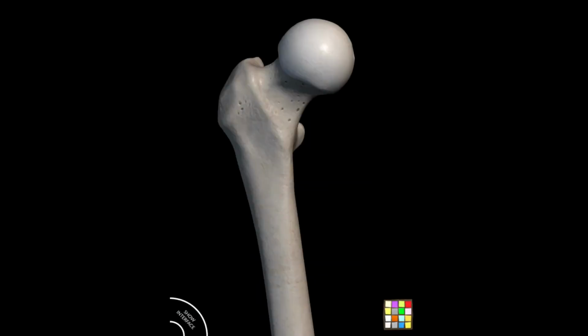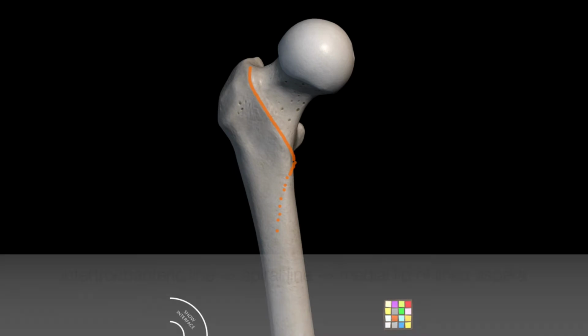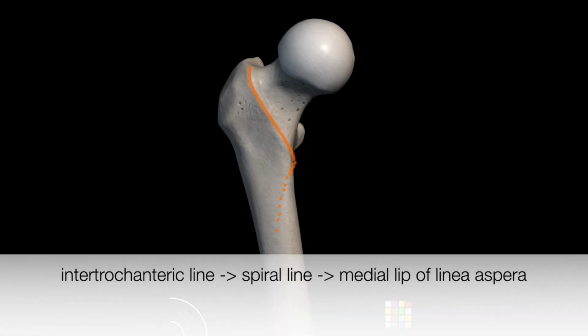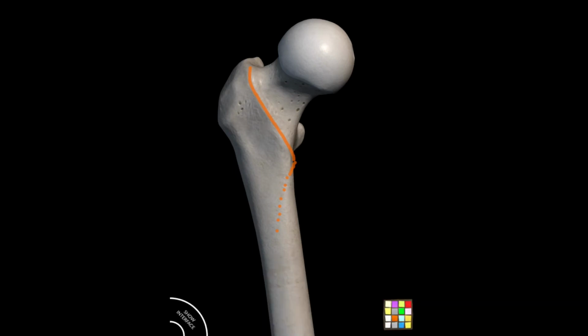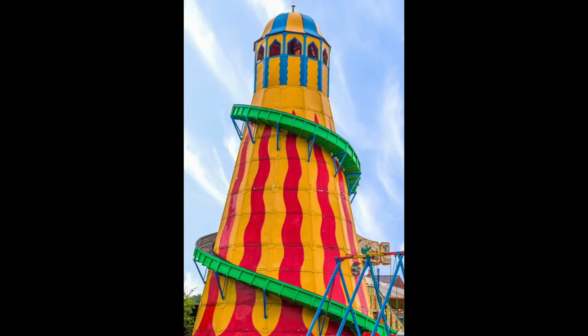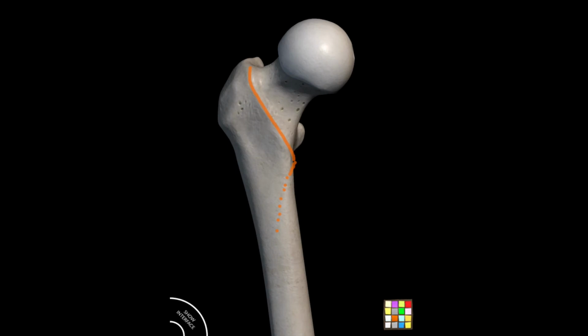Looking more closely at the proximal part of the femur anteriorly, this again is the intertrochanteric line, and this will spiral around posteriorly to become the spiral line and merge or blend with the medial lip of the linea aspera. This is similar to how a slide spirals around a helter-skelter in a theme park. Old school.